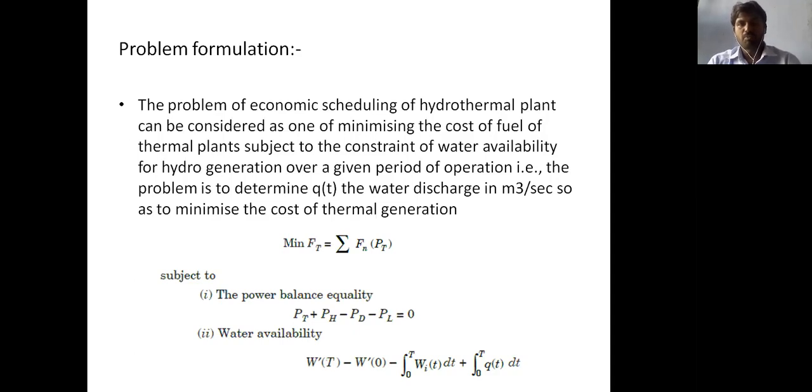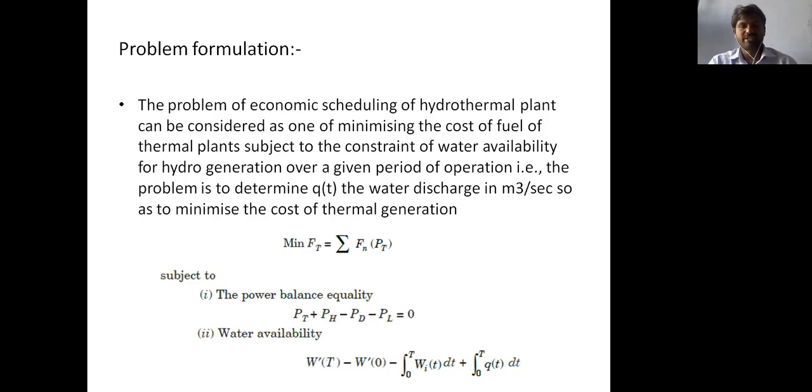In the hydrothermal power plant, the operation is complex because hydro and thermal are interconnected to supply the central load. So the main aim is to minimize the operating cost of fuel in thermal power plant, that is, to minimize the cost of thermal generation, Ft minimum Ft equal to sigma Fn of Pt. Here the Pt means power generation of thermal.